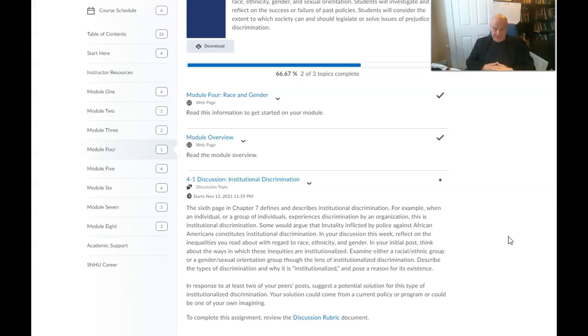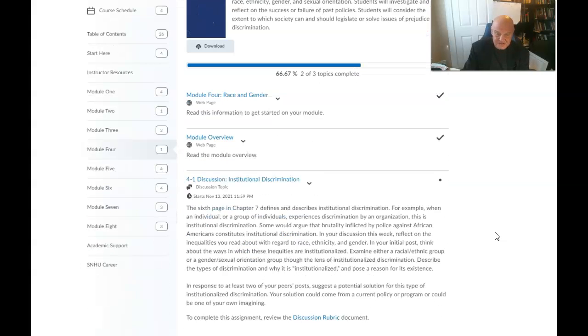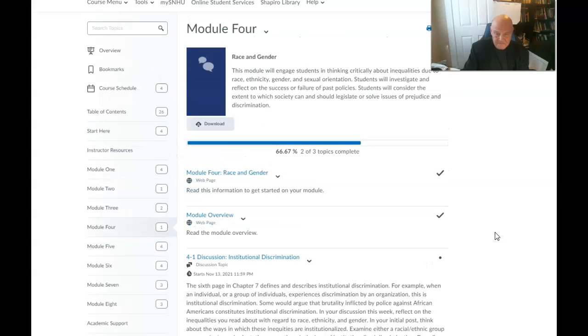So reflect on the inequalities you read about, not that come out of your mind, not that you picked up on the fly from having a conversation or your opinion, but that you read about. And examine either a racial or ethnic group or gender or sexual orientation group through the lens of institutionalized discrimination. Okay? So that's your discussion for the week.